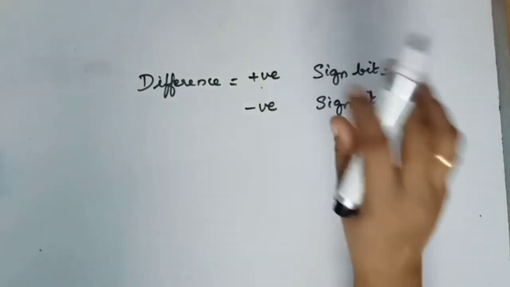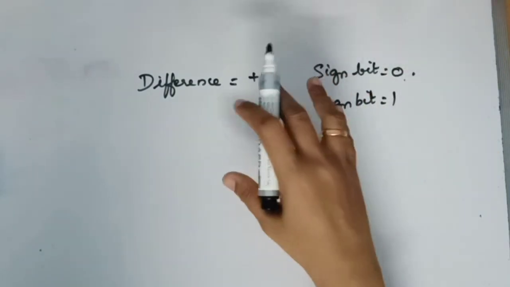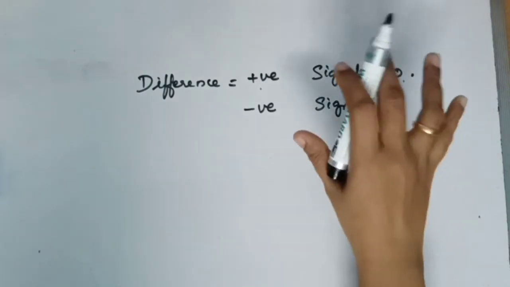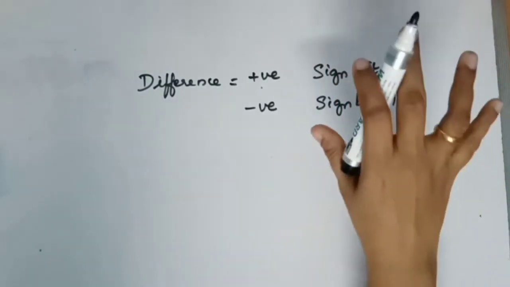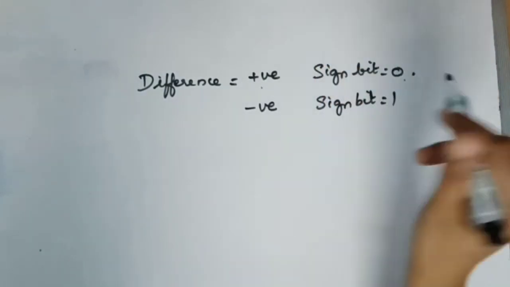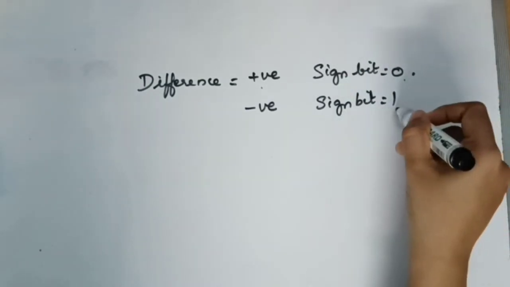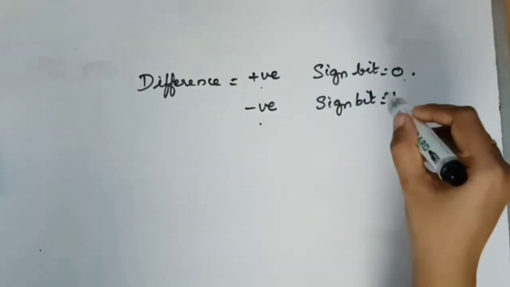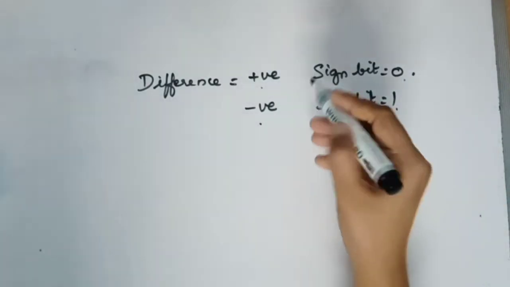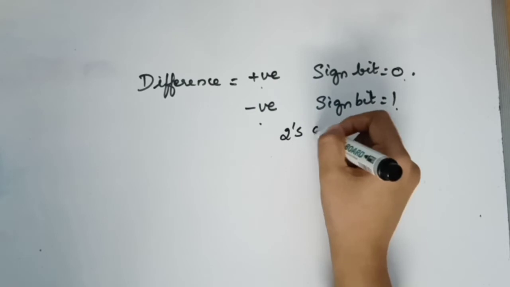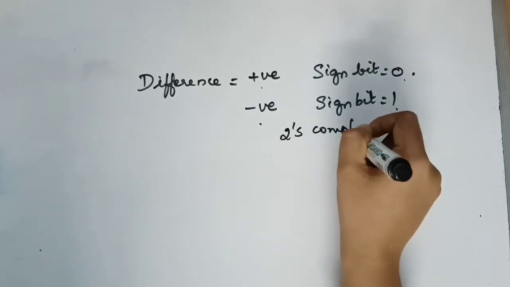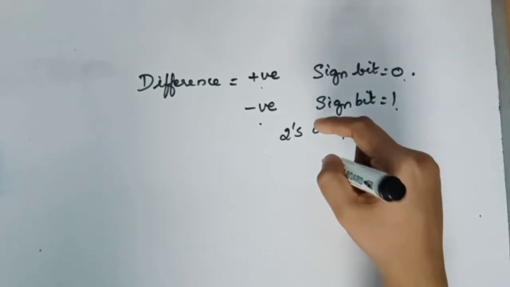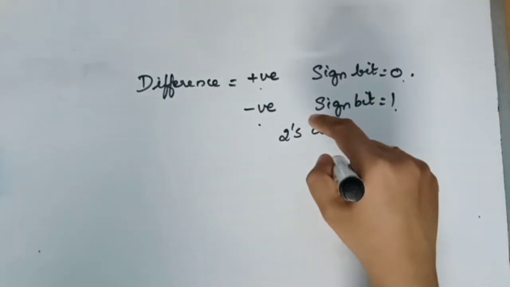The answer is correct, and you can check that by seeing the answer itself, because that will be the actual binary value. But if the sign bit is 1, then the answer is negative, and in the 2's complement method, if the answer is negative, then that is in the 2's complement form. So you have to check whether the answer is correct or not by again finding the 2's complement.